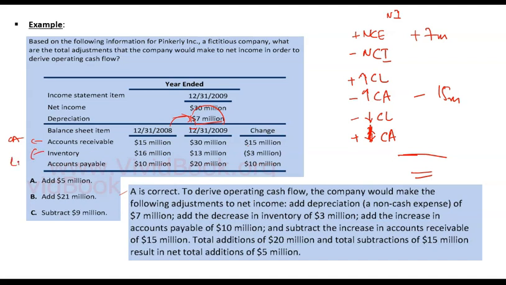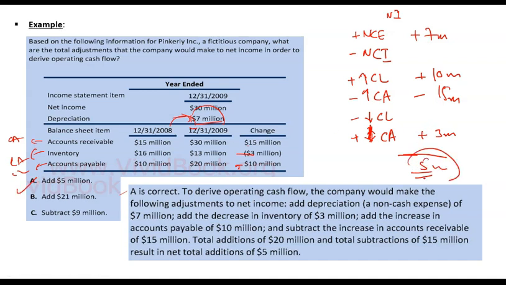Inventory is again a current asset, but it has decreased. So a decrease in current assets needs to be added. So 3 million. Accounts payable is a current liability. The current liability has increased, and an increase in current liability is added. That is 10 million. So 10 plus 7, 17, minus 15, 2, plus 3, 5. So 5 million is your answer.